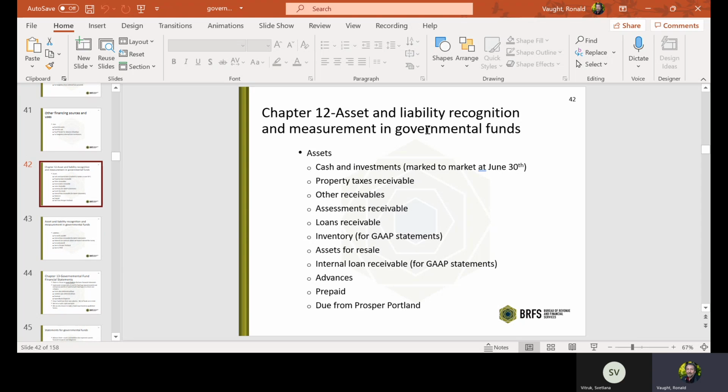Asset and liability recognition and measurement in governmental funds. So assets, we've got cash, investments marked to market, property taxes receivable, other receivables, assessments receivable, loans receivable. Now, like I said earlier, for budget we don't put the loans receivable in budgetary assets, but we do for the GAAP assets. Inventory, again, for GAAP we have inventory. For budgetary assets, we don't have inventory. Assets for resale, internal loans receivable, again just for GAAP, because under our ORS that is inflows and outflows, so it doesn't show up in the balance sheet for the budgetary basis.